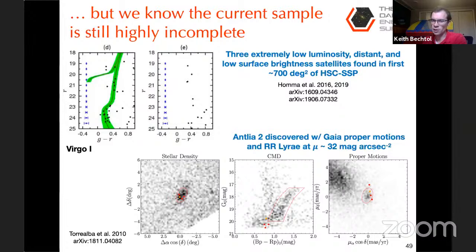On the other end of the spectrum, this Antlia 2 galaxy is actually enormous. It was only discovered recently using Gaia proper motions and RR Lyrae stars, because it's such low surface brightness. Basically, it's so spatially extended that we just couldn't recognize it until using some of these other stellar tracer populations. So we know that our current sample is incomplete.